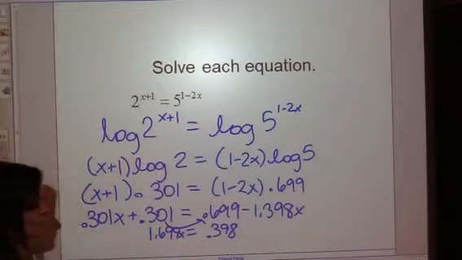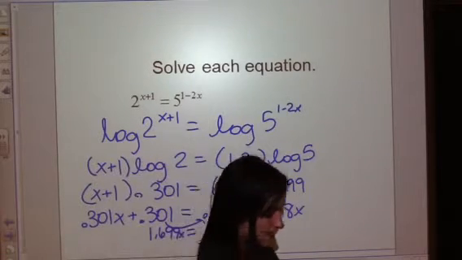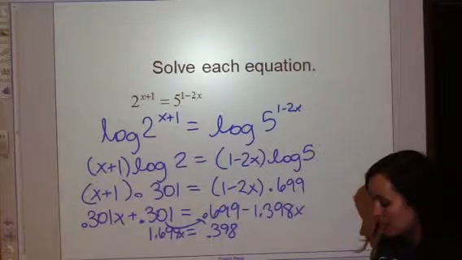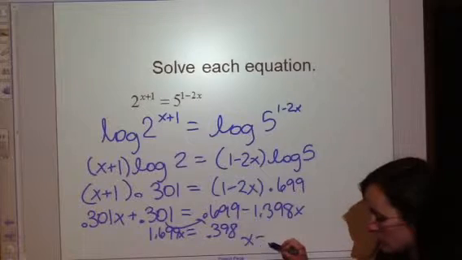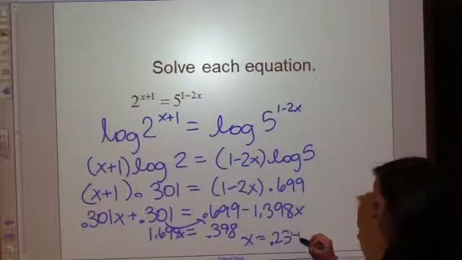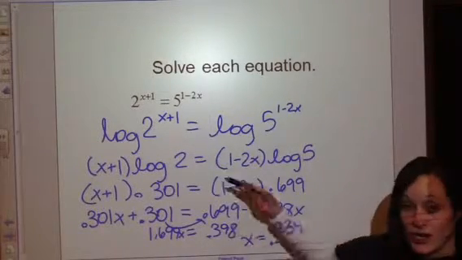1.699x. So if I divide 0.398 by 1.699, I get x equals 0.234. And there's your answer. Check it, see if it works.